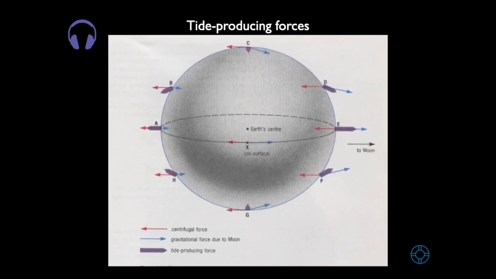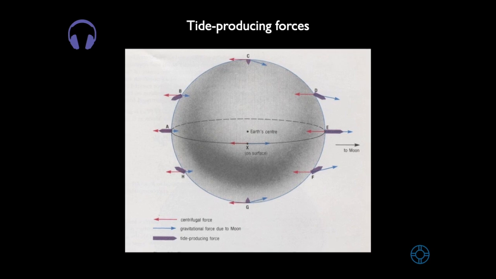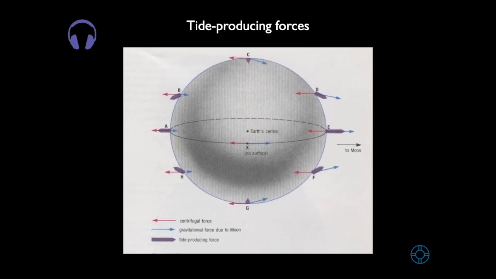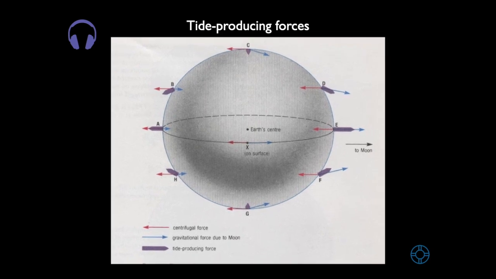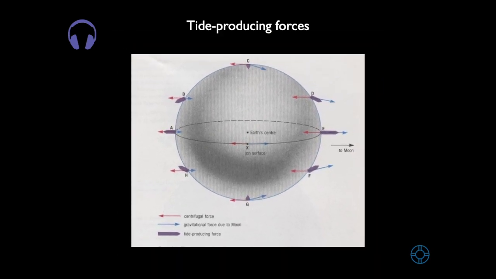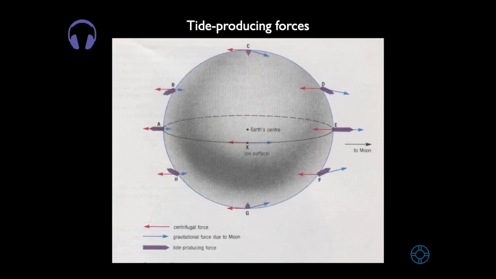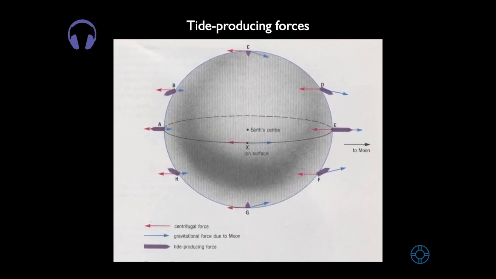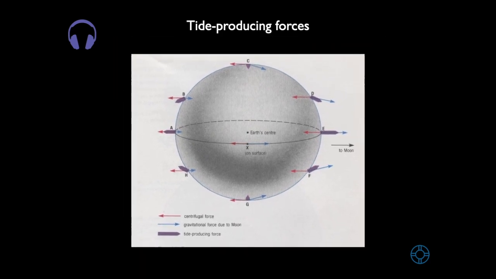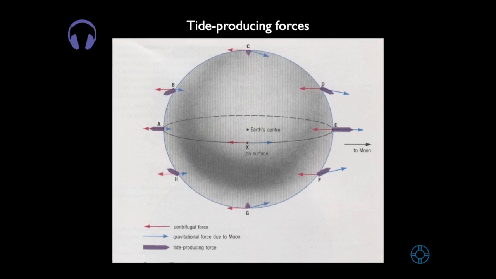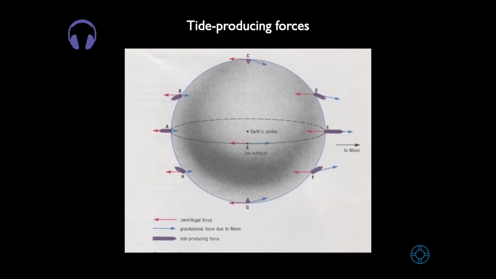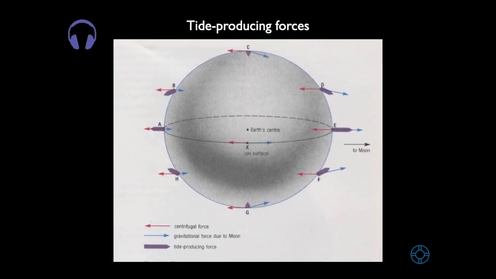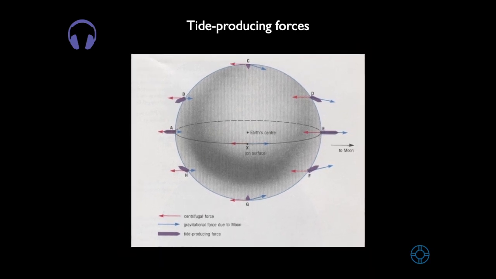If these forces are added for all the particles of water on our hypothetical planet, it can be shown that there is a resultant vector in our sphere of water on the side of the Earth facing the Moon, where the Moon's gravitational attraction is greater. And there is also a resultant vector on the side away from the Moon, where the centrifugal force is the more dominant force. These resultant vectors are shown in this image as the tide producing force.